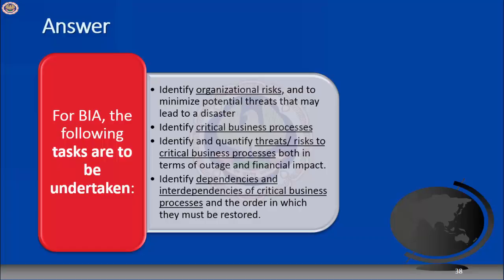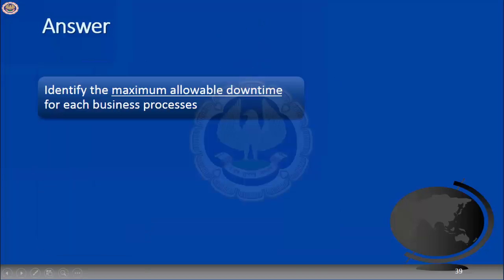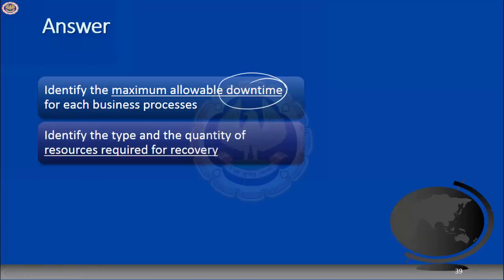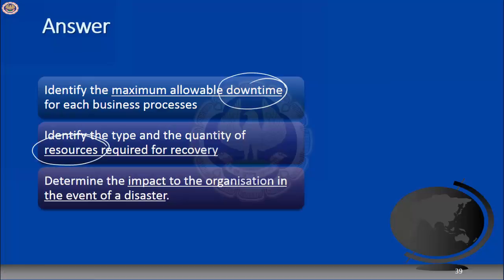Now remember, when you read this aspect pertaining to business impact analysis, get the concept clear. Then you find it becomes very easy to understand what is the starting point. The starting point is what is the impact of the failure of technology or the business processes on the organization as a whole. Based on that you define the critical business process, then you identify and quantify the threats and the risks, and you also look at the dependencies, and based on this you decide how you're going to restore. You also need to consider the downtime which is acceptable, which is allowable. You also need to look at the resources which are required to recover and determine the impact to the organization in the event of a disaster. This is primarily the objective.